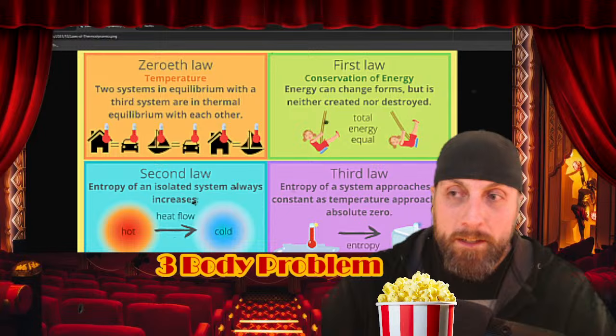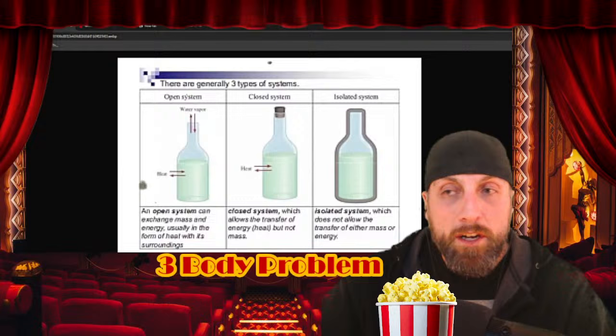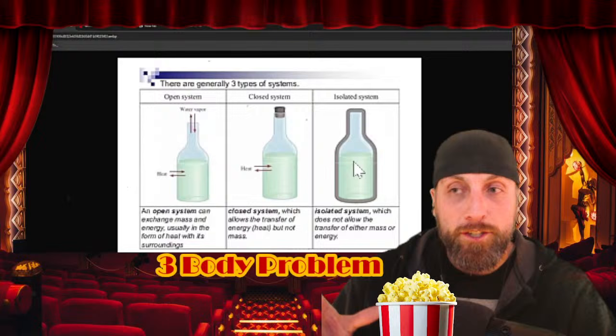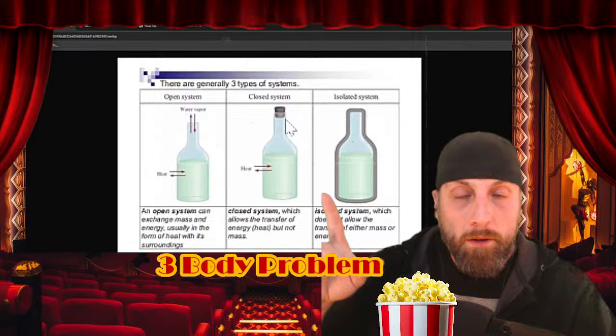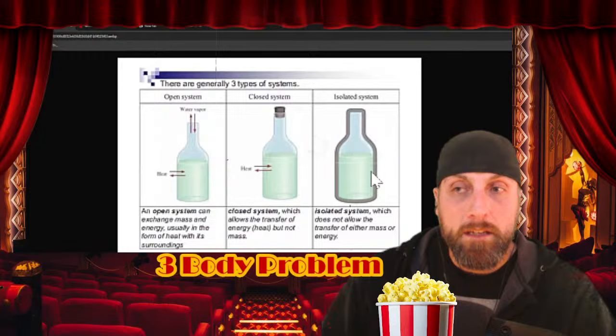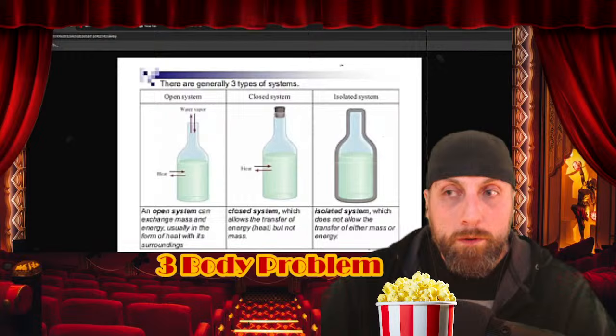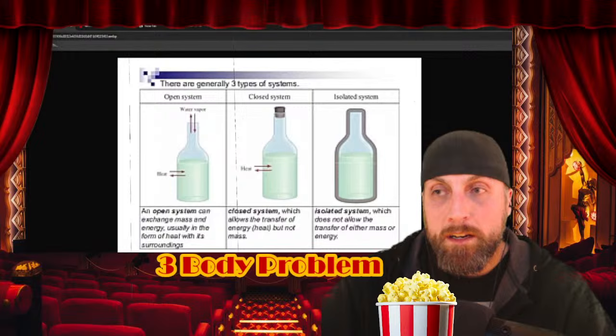Here's three examples of different types of systems, as we're talking about entropy or the breakdown or degradation of energy within a system. This one over here is an open system, as you can see portrayed by the bottle being opened. This one is a closed system. The bottle has a cap on top, and this one is an isolated system, which means it's completely isolated. Nothing can come in, nothing can come out. Our world would act as a type of isolated system, right? Where nothing can come in or nothing can come out.